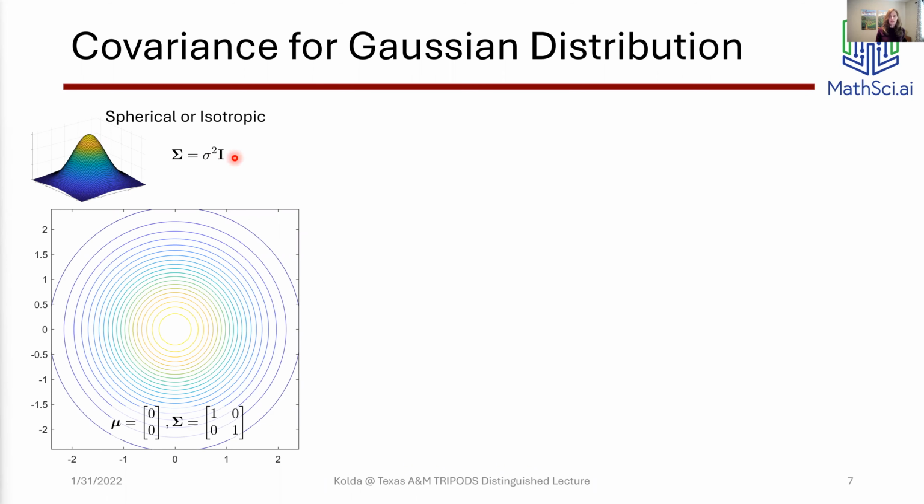And people often make a limiting assumption such as spherical because it's a little more convenient, and you don't necessarily lose that much for many practical applications. So you can have a spherical covariance. Here's just an example where the mean is 0, 0, and the covariance is the identity. This is what's often called the standard normal distribution.